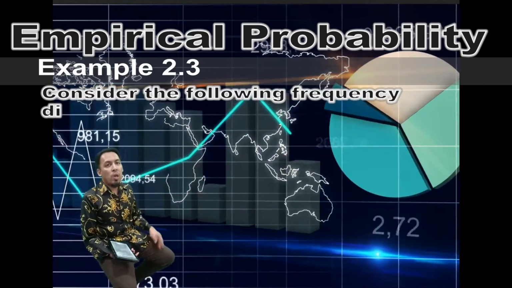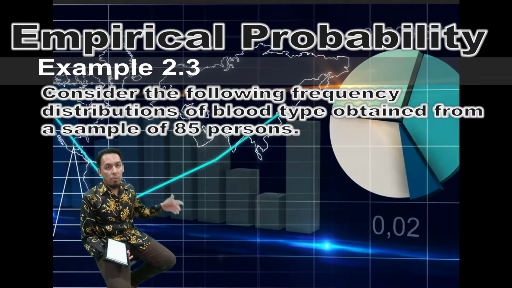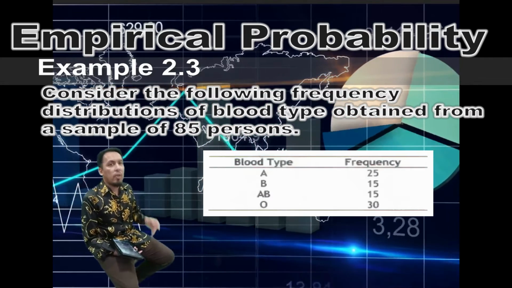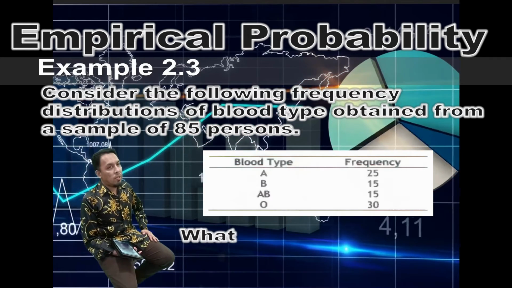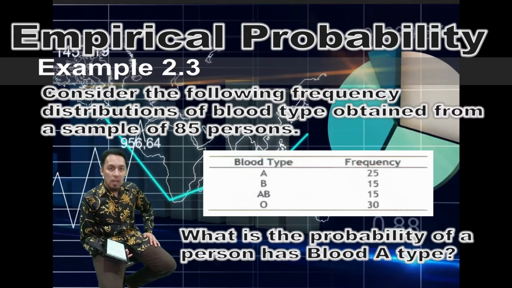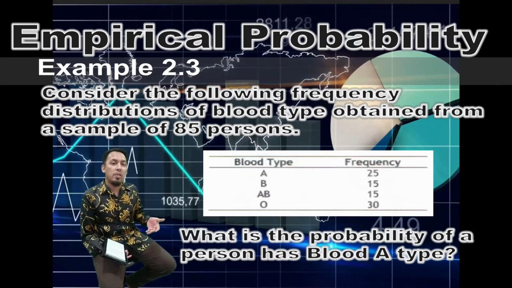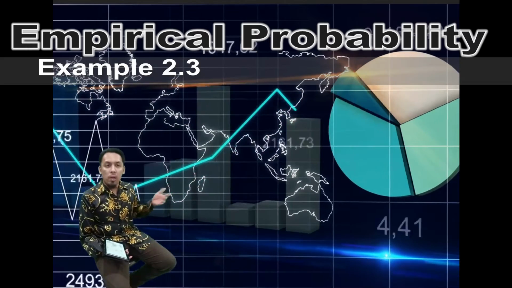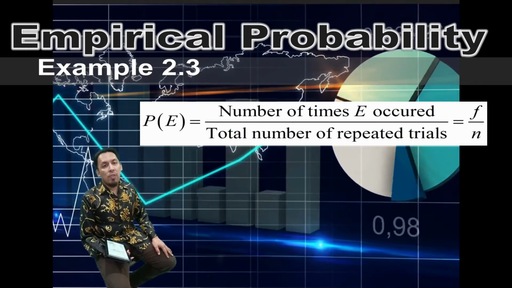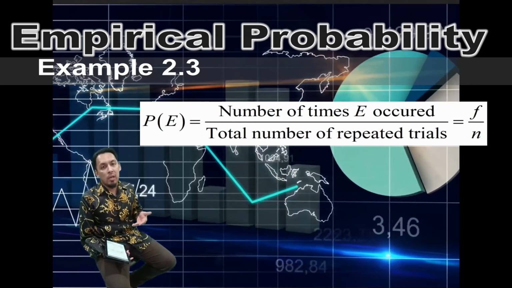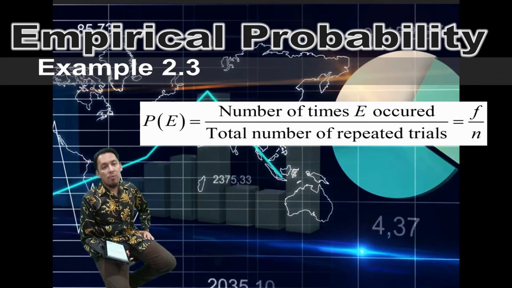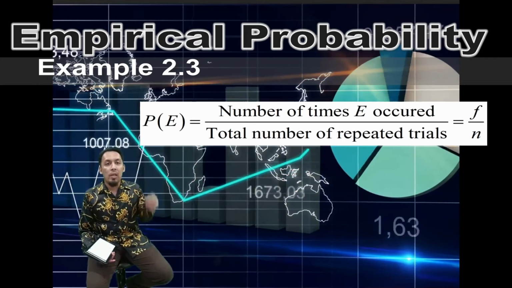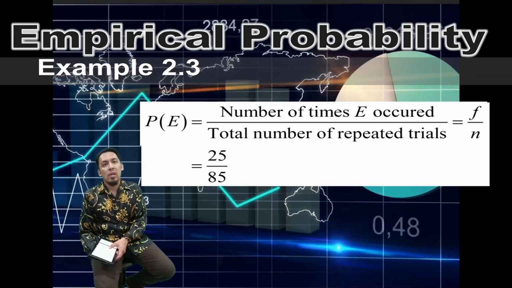So consider the following. We have a frequency distribution of blood type obtained from a group of persons. So you have blood type A 25, blood type B 15, blood type AB 15, and blood type O 30. So the question is, what is the probability that a person has blood type A? We know that if the question asks what is the number of persons that have blood type A, it is 25. But now the answer is for the probability. So by using the formula, the number of times the event of blood type A occurs is 25, and the total frequency is the summation of all blood type frequencies, which is 85. So the probability of a person having blood type A is 25 over 85.